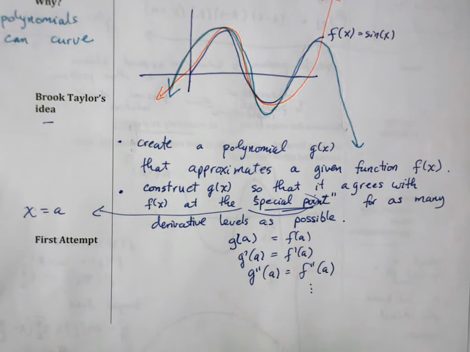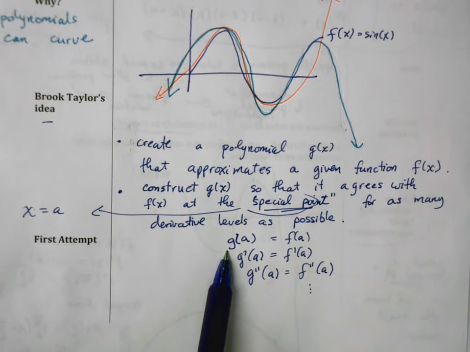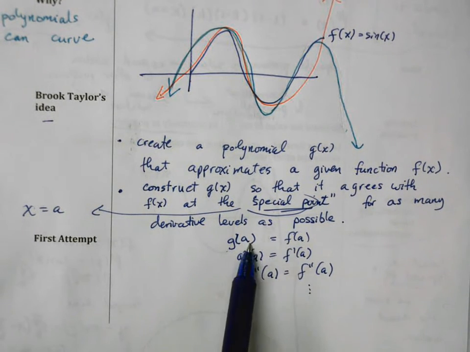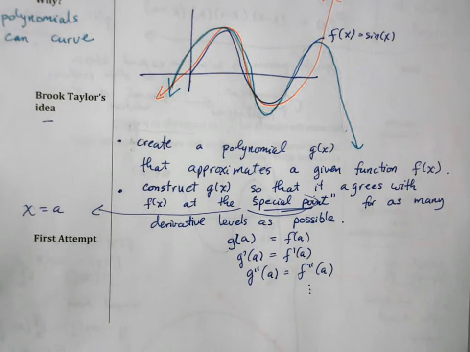Okay, so we want g to agree with f at point a for as many derivatives as we can possibly take for this function. And Taylor's big idea was that if we can somehow get these two functions to agree at one point for a bunch of derivatives, then g will be a great approximator of f.